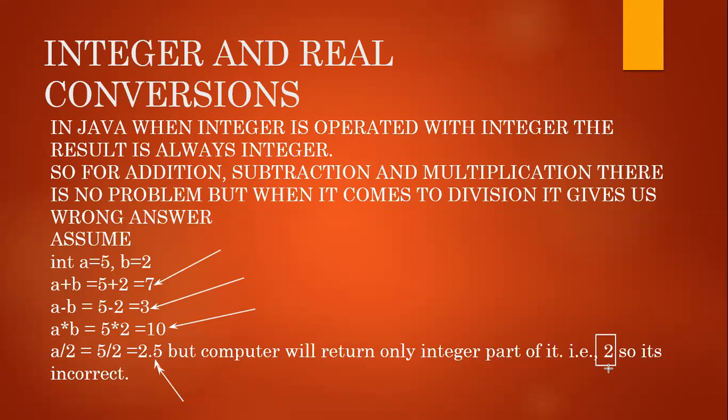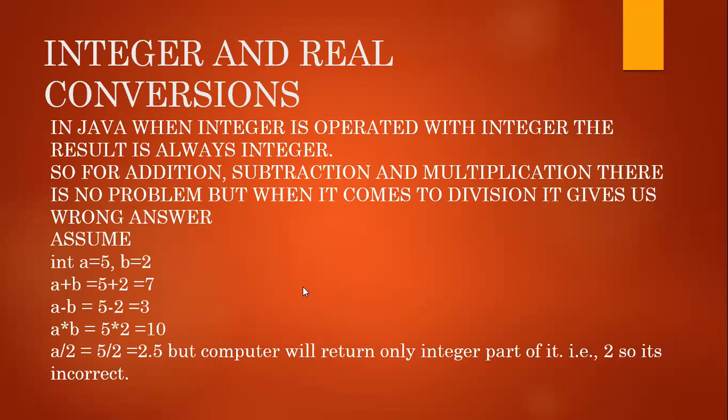You will say, sir, 10 divided by 2, the answer is 5. Yes, that is true. But there is a possibility that your answer may come as a decimal, but what will the computer do? You will find that the computer will return only the integer part of that answer, and that's why this is incorrect. This results in wrong output, and in fact our calculation goes wrong.